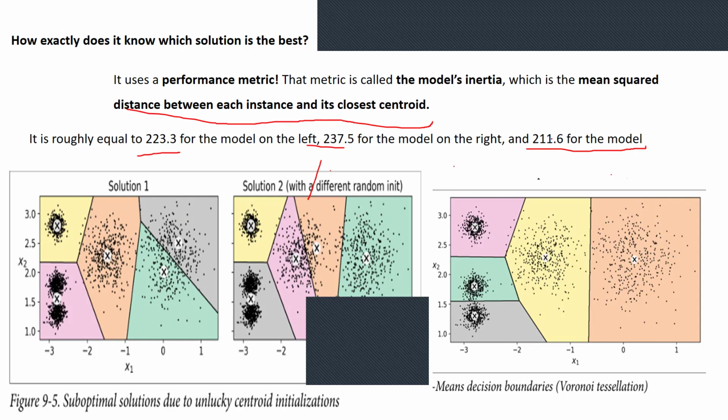So whichever we got as the optimal model, that model is going to be considered the correct or best fit model for the particular algorithm. Okay, so this is the k-means decision boundary for your clustering. I hope it is clear up to here.